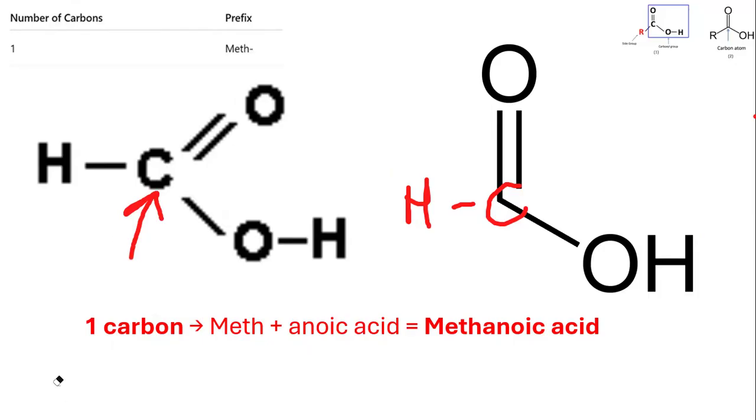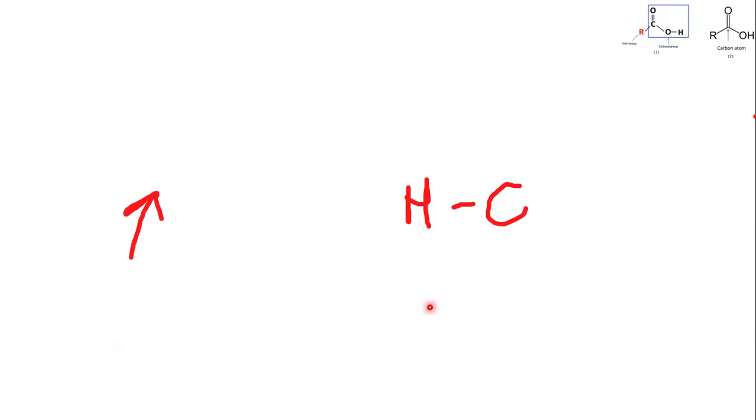Before we move on to another one, there's a common name to this. Sorry, let me put the common name here. The common name is formic acid. That's the common name for this methanoic acid. So you may hear them say formic acid, they mean methanoic acid. If they say methanoic acid, they mean formic acid. All right. Next, let's move on to another one.